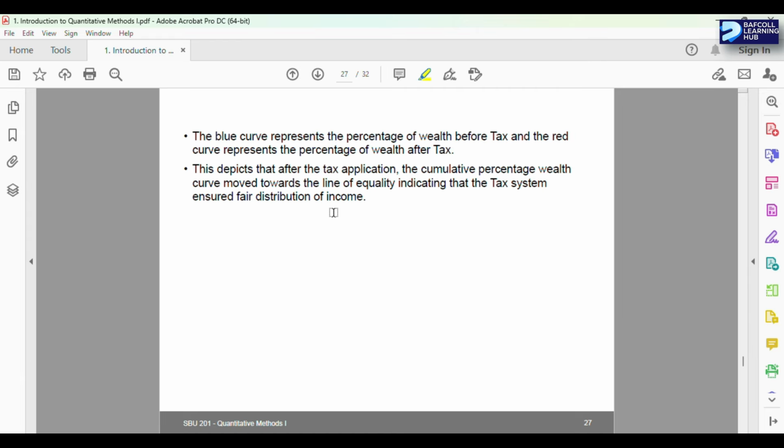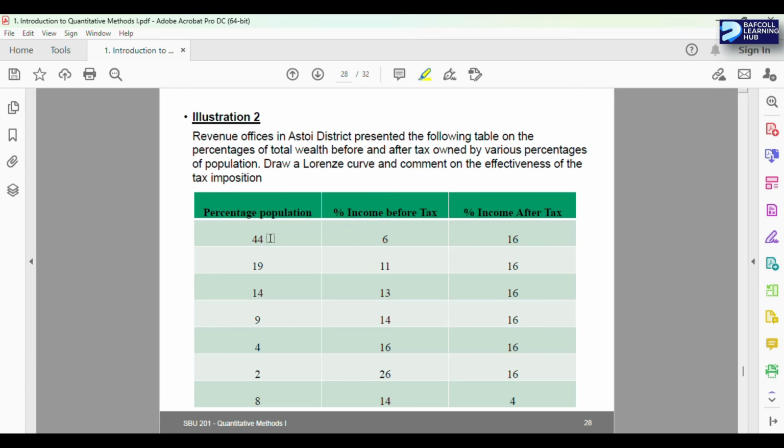So just like we mentioned, the use of the Lorenz curve helps us in determining whether there is inequality within a system, or let's say the unfairness within the distribution of income. Now we have one last illustration that we'll look at for the Lorenz curve. So we have this over here. The revenue office of Astoy district presents the following table on the percentages of total wealth before and total wealth after tax owned by various percentages of population. Draw a Lorenz curve and comment on the effectiveness of the tax imposition.